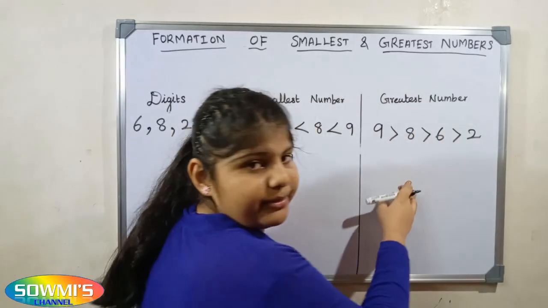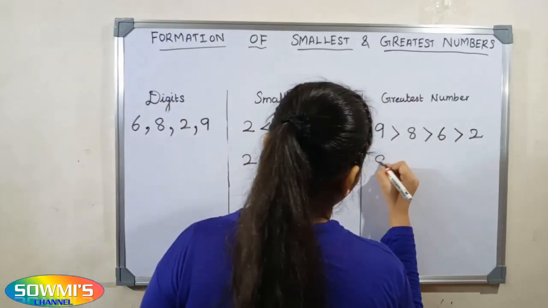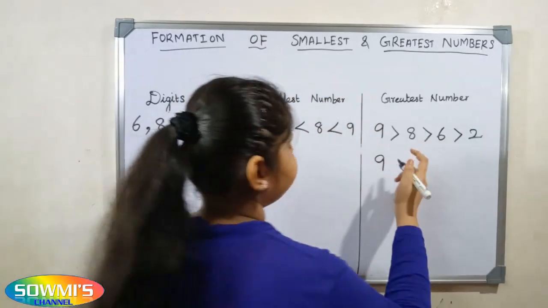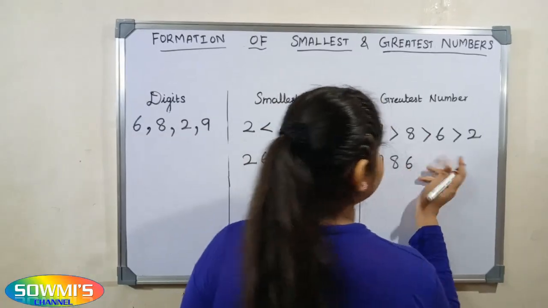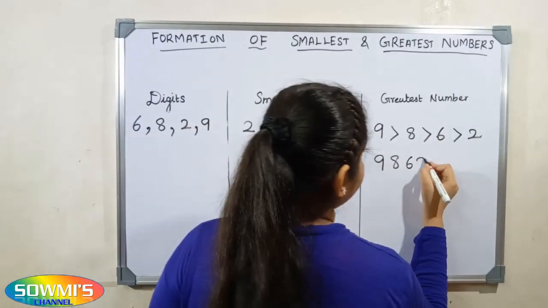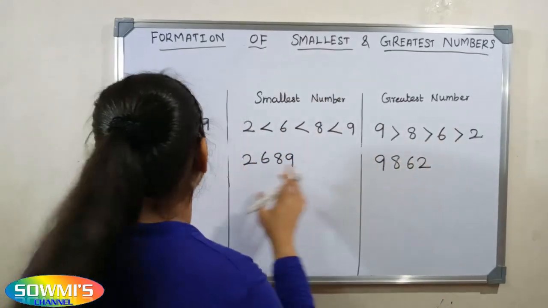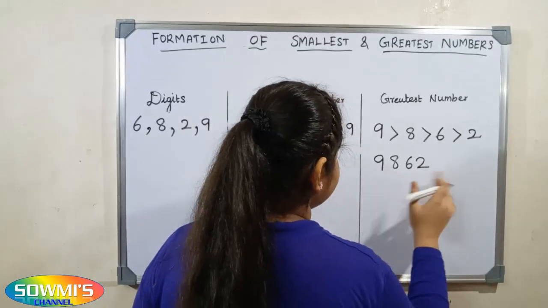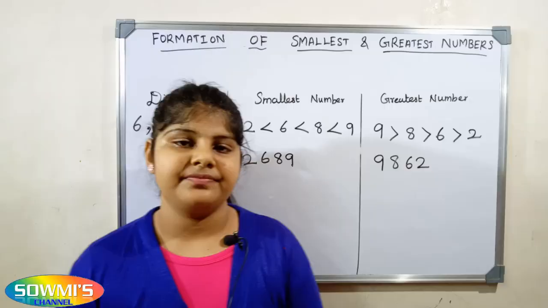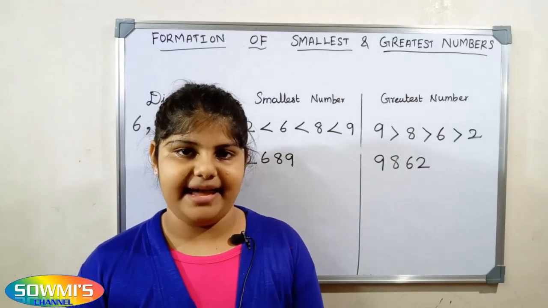So the greatest number is 9, 8, 6, 2. The greatest number formed by these digits is 9862. Next we will take another example.